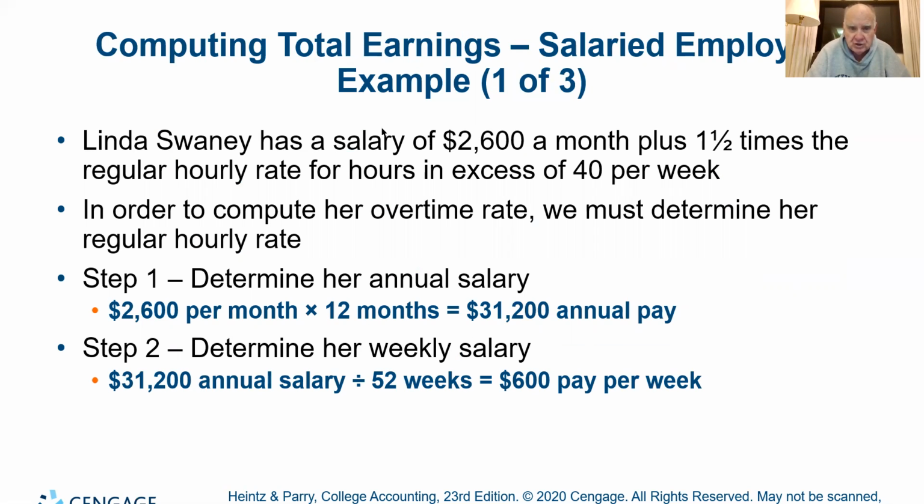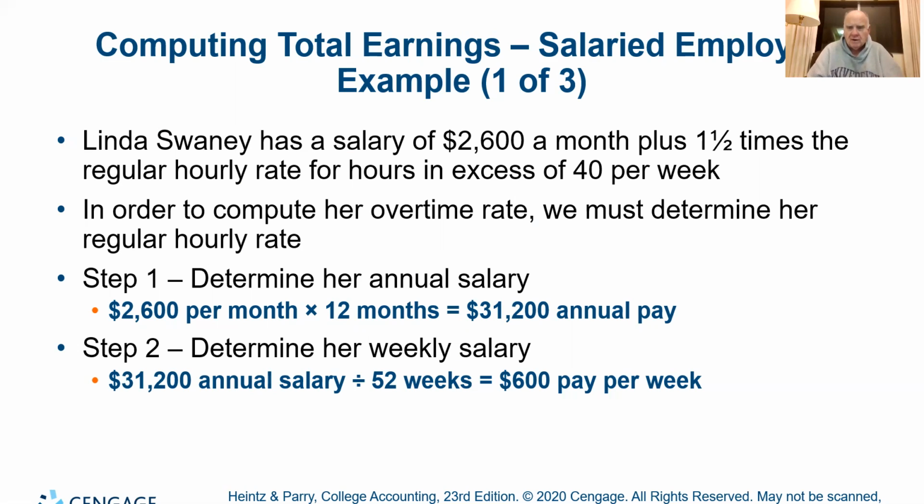Linda makes $2,600 a month and she also makes overtime. She gets overtime even though she's paid per month. So to work with her, we're going to have to break her monthly rate into an hourly rate. So let's do that. How much does she make per month? $2,600 per month times 12 months gives her $31,200 annual pay.